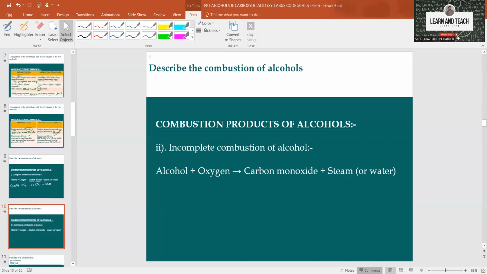Let's talk about incomplete combustion of alcohols. Here you will not get carbon dioxide. Instead, you will get carbon monoxide besides steam or water. Same alcohol, I'm taking C2H5OH plus O2 gives CO plus H2O. Carbon, 2CO. What about water? 3 moles of water. Oxygen, 3 plus 2 is 5. So I'll simply place 2 before O2. Now the oxygen atoms are balanced on the reactant side.